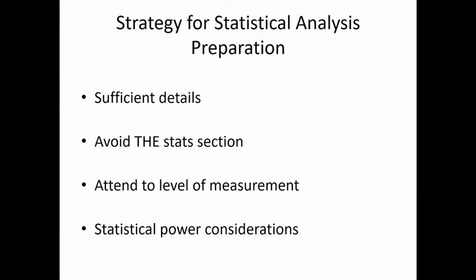This is my favorite section of a manuscript. Of course it is. I'm an applied statistician. These are the points I'm going to encourage you to go for. Sufficient details. This is what I'm going to try to have you avoid in the stats section. I'm going to give you an example of that. We're going to attend to the level of measurement, and we're going to think about statistical power. There's a lot more to it, but this is what I'm going to talk about today.